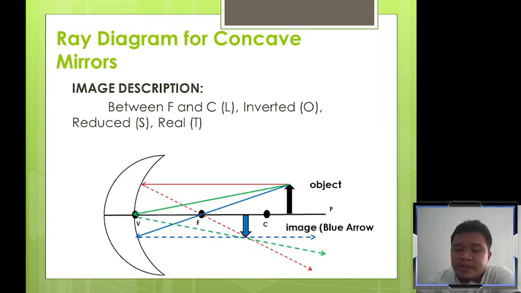Now, the object is upright, but the intersection happens below the principal axis, so that means that our image is actually inverted in this case. It is reduced. How do I know it's reduced? Well, if you look at the relative size of the arrow based from its height, you will see that the blue arrow is shorter than the black arrow. Okay, and how do I know it's a real image? Now it's because all inverted images are real images. So this completes our image description from this example.